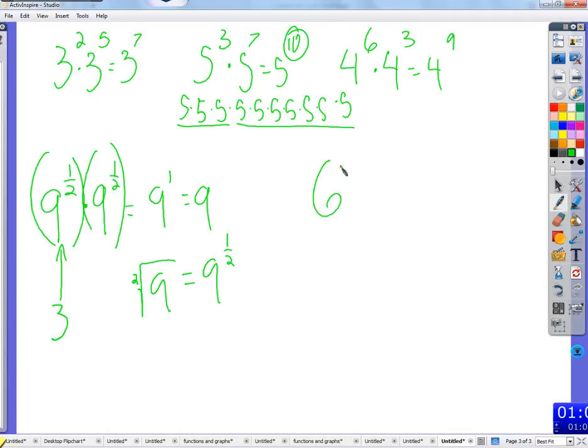So, if that's true, what's your guess as to what this would be? If what we just said is true, that 9 to the 1 half is 3. Oh, sorry, that's 64 to the 1/3. I'm asking the whole room, what do you think? Four. Okay, why is that your guess?